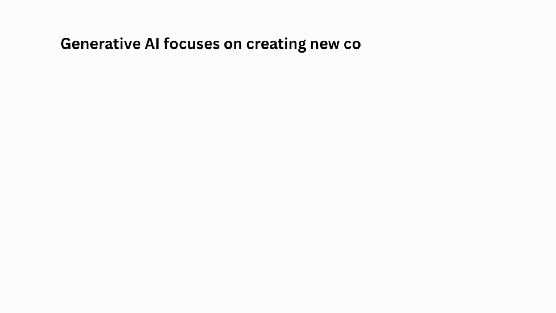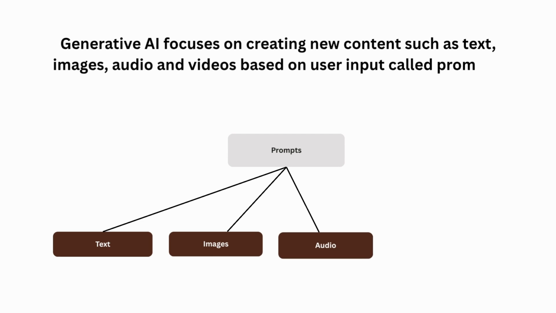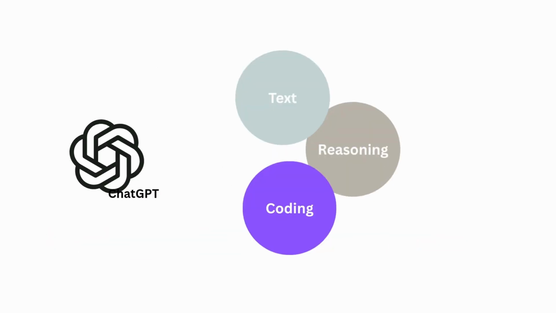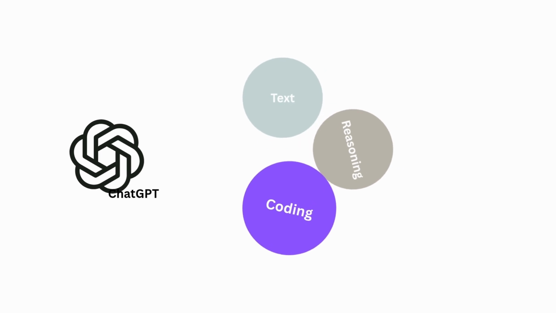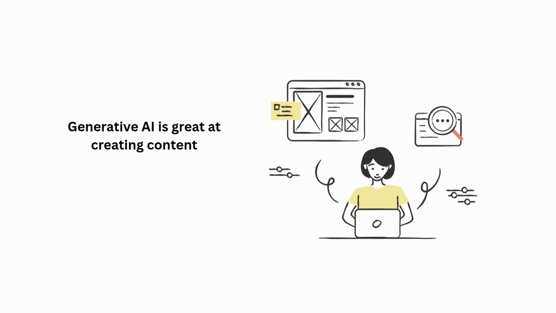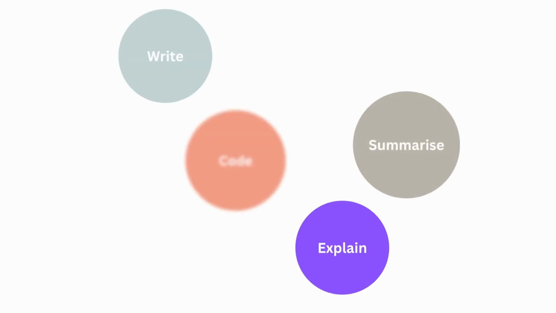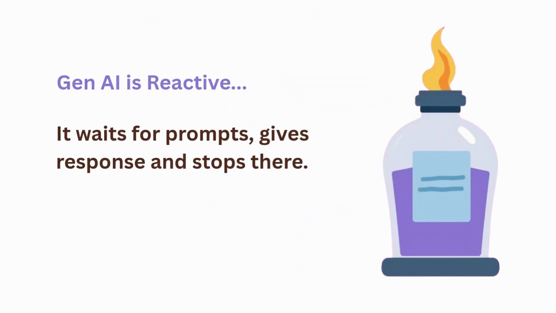Generative AI focuses on creating new content such as text, images, audio, and videos based on user inputs called prompts. For example, ChatGPT is a generative AI used for text, coding, and reasoning. Here are some of the popular generative AI tools. Generative AI is great at creating content, meaning it can write, summarize, explain, and generate code or images. But it is mostly reactive. By reactive, I mean it waits for prompts, gives responses, and stops there.